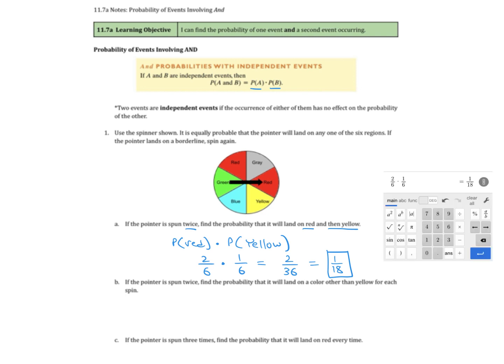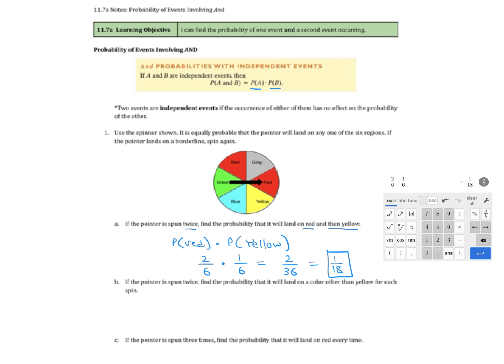If you're rusty on your computations with fractions, you're welcome to plug it into the Desmos Scientific Calculator, and if you press this little button right here, it changes it to a reduced fraction.